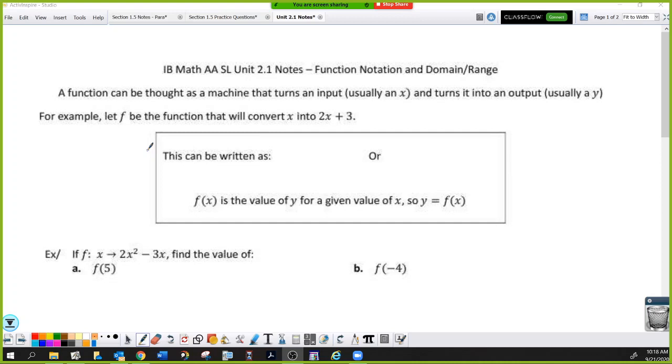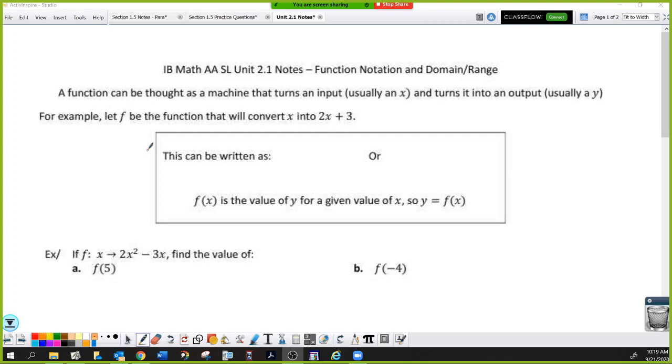We start the unit with function notation and domain and range. Good old Algebra 1 type stuff. A function, and this they actually teach in Algebra 1, can be thought of as a machine that turns inputs, which are usually x's, into outputs, which are usually the y's. We'd say x is the independent variable and y is the dependent variable, but you plug in an x and a y falls out. For example, let f be the function that will convert x into 2x plus 3.